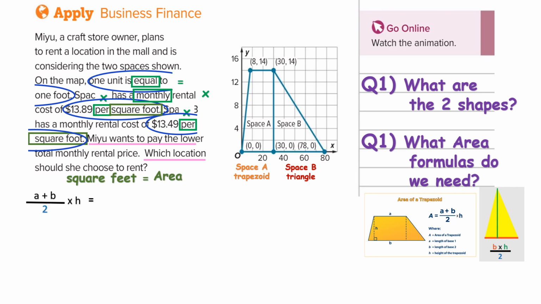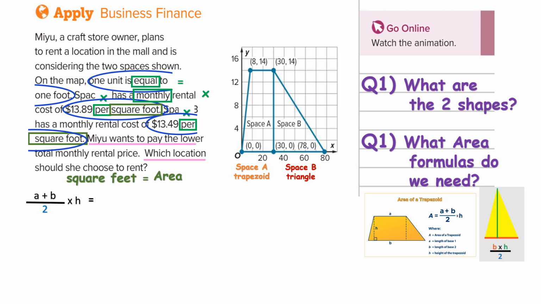All right, so we're going to start with space A. It's a trapezoid, so I'm going to write my formula. Once again, be working little ants. Follow the steps, write the formula down, and then go through to find the numbers to plug into the formula and rebuild your math problem each time after you finish every step so you know exactly where you are going. Don't be a grasshopper and jump around and get yourself all confused.